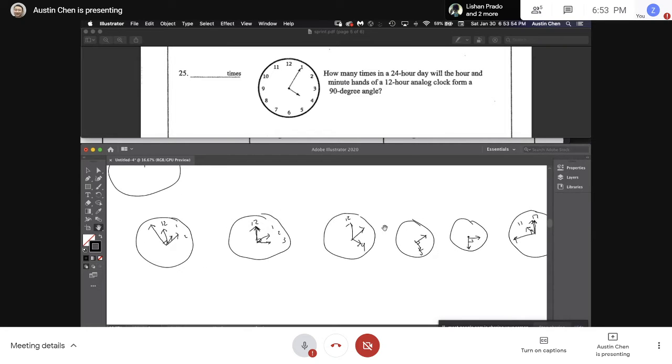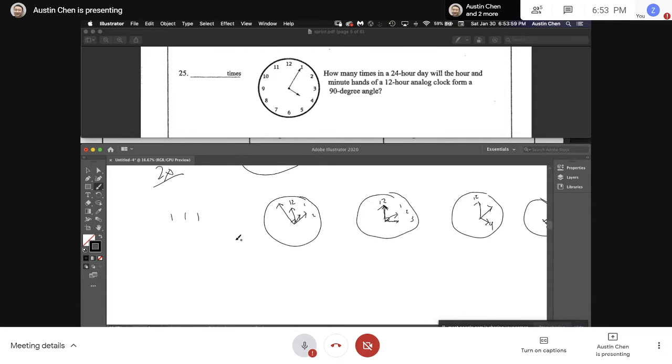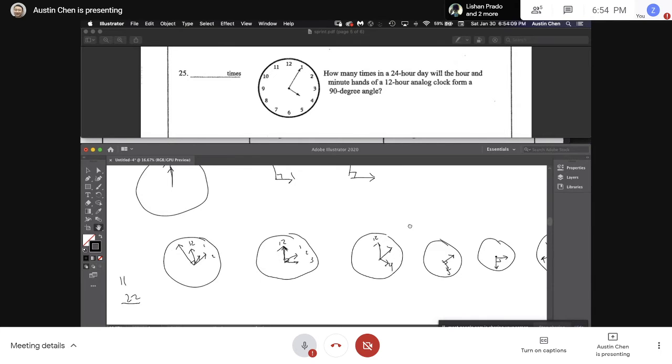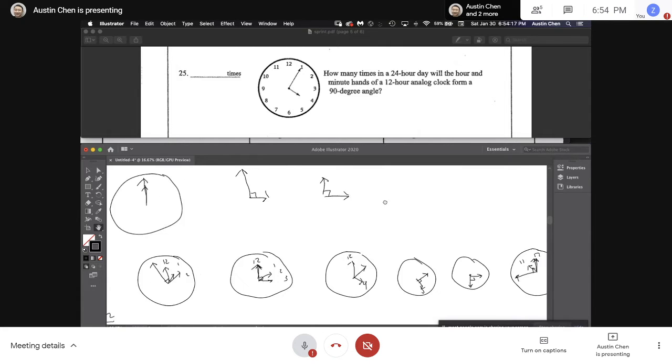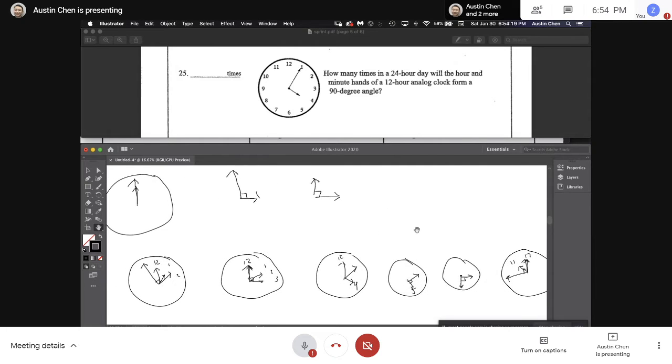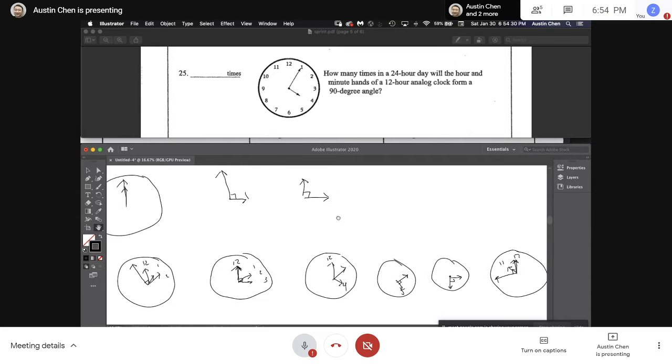Okay, so we had one right angle for every hour except for the second hour, which we skipped. So that's going to be 11 right angles for that. And we're going to double it for the next 12 hours, so then we're going to have 22. But now we also have to consider this type of right angle with the hour hand counterclockwise to the minute hand. But you can kind of see with symmetry that this is going to be the same thing as what we just did.